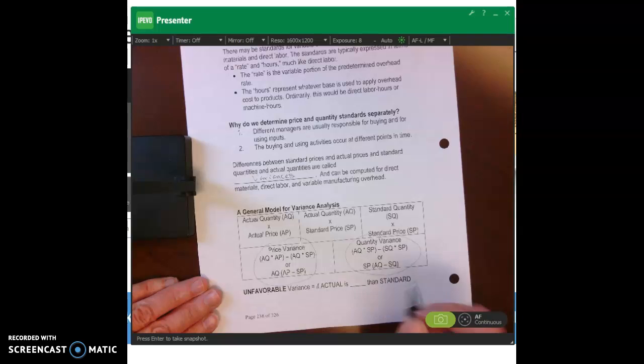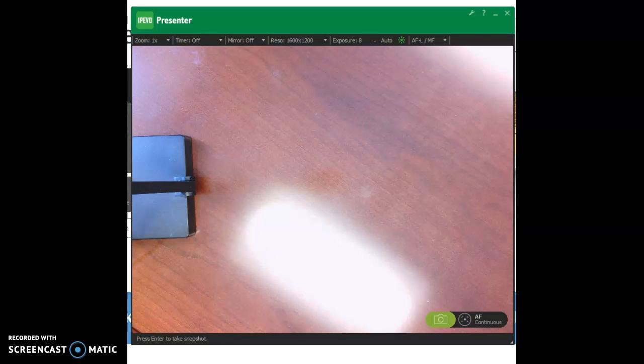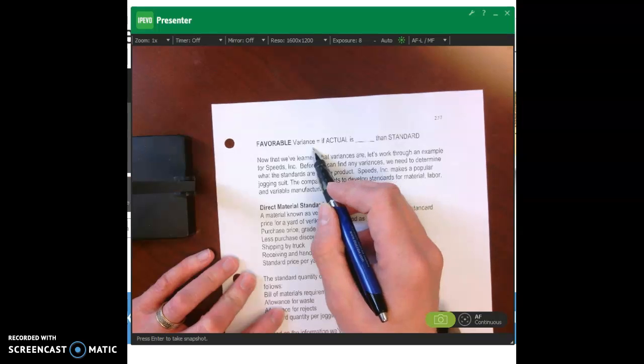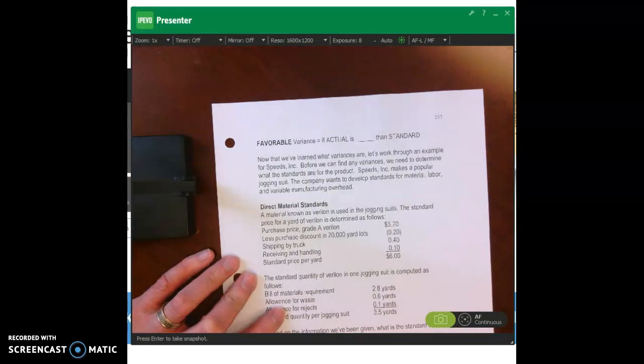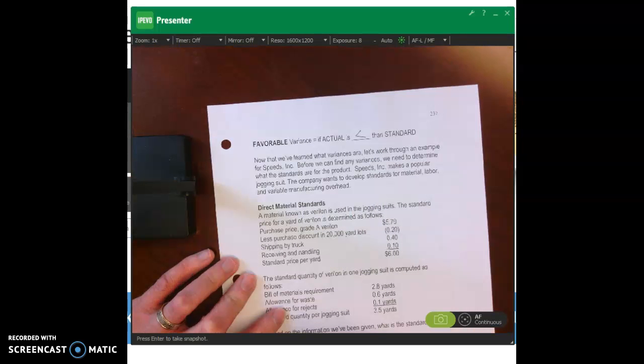An unfavorable variance means that actual, because we're dealing only with costs, would be greater than the standard. Okay? On the other hand, looking at the next page, a favorable variance, because we're only dealing with costs, would be the opposite situation, where actual is less than standard.